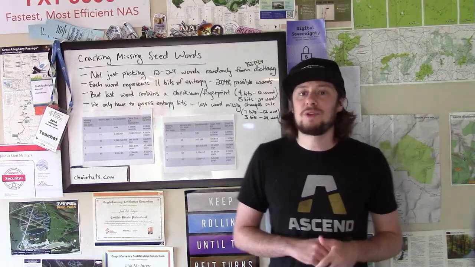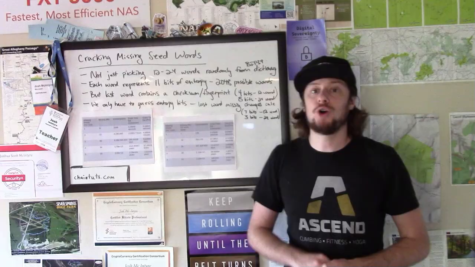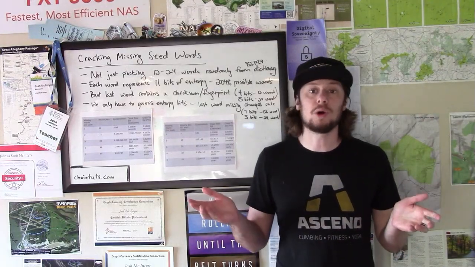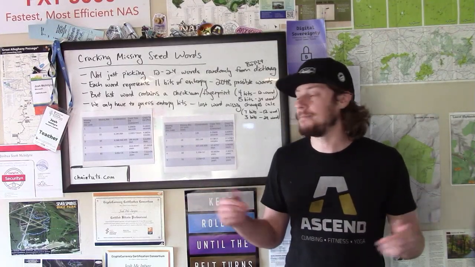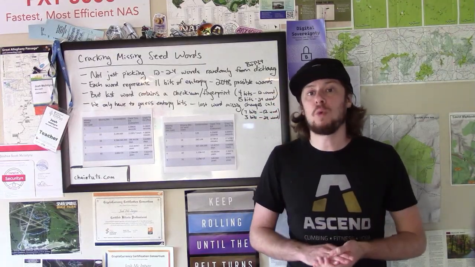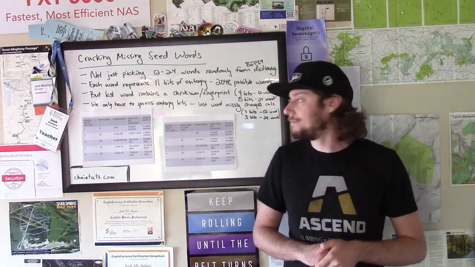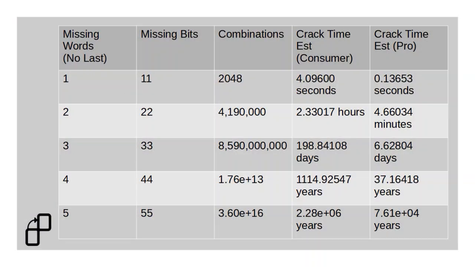So let's start with the simple case. And I'll start off by saying that all of the data shown here is for a 12-word seed for simplicity's sake. So let's say we're missing a certain number of words and the last word in the seed is not included. If we're missing one word, we're only missing 11 bits of data. And that is 2048 possible combinations for the computer to guess.